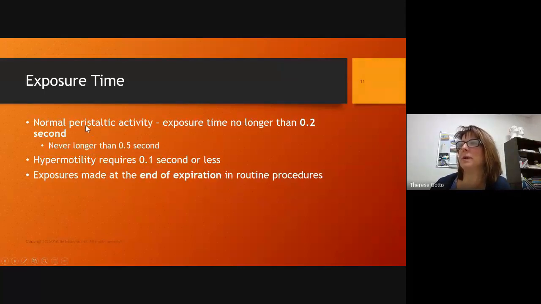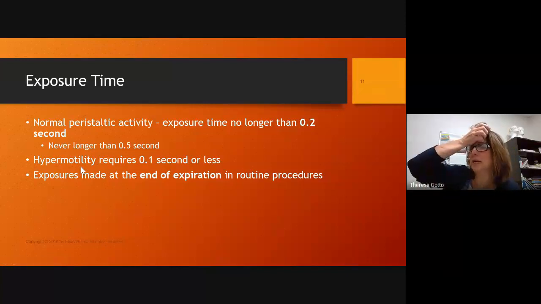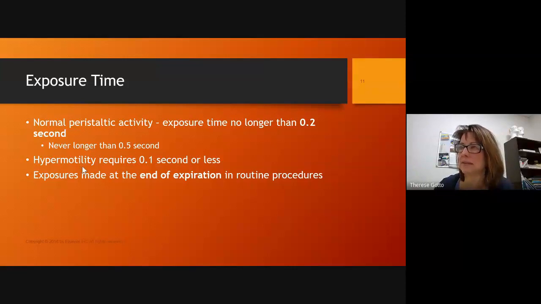Okay, so normal peristaltic activity in the small bowel should have us be doing exposure times no longer than 0.2 seconds, okay? Never longer than a half a second. And if it's somebody that is moving really, really quickly, they're not absorbing any nutrients because everything just flies through their bowel, then you might need to speed it up like an esophagus and do 0.1 second, okay? All the exposures are going to be made at the end of expiration.